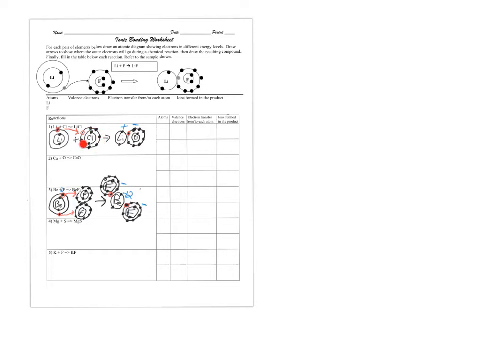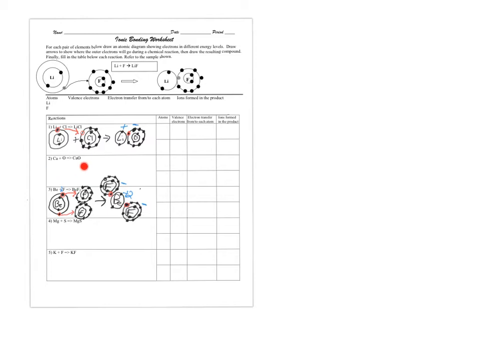Chlorine has 7 in its second shell. Rather than getting rid of 7, which would be difficult, energetically speaking, it takes up that extra electron and has a full octet. Both atoms end up being neutral as long as they stick together.